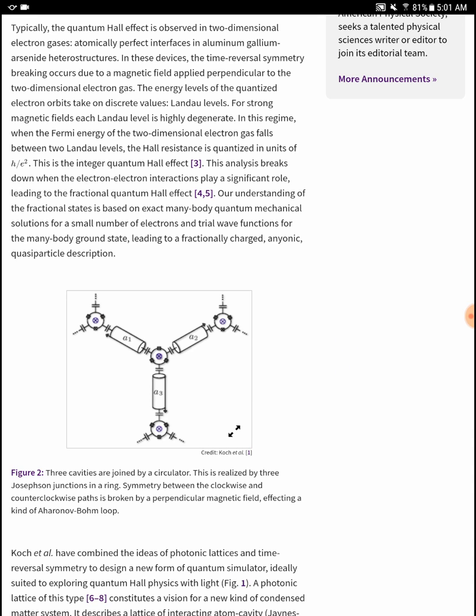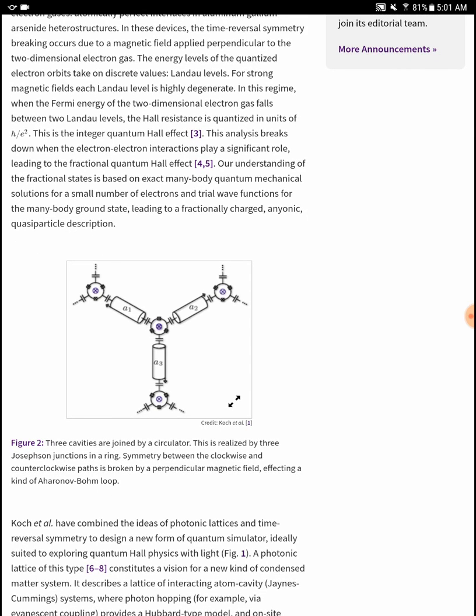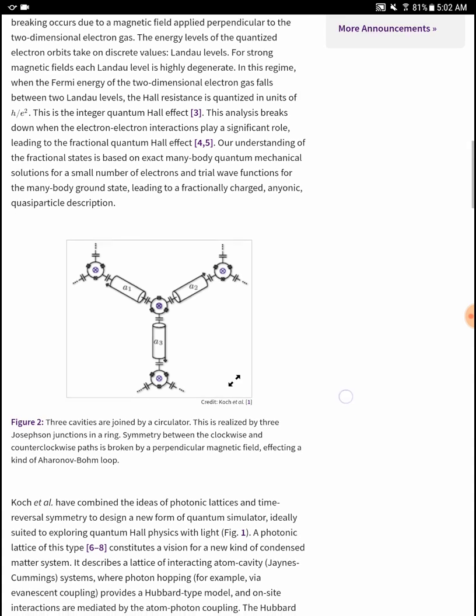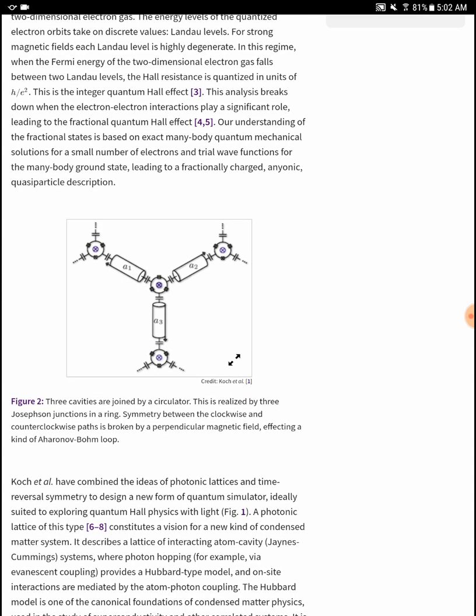In these devices, the time reversal symmetry breaking occurs due to a magnetic field applied perpendicular to the two-dimensional electron gas. The energy levels of the quantized electron orbits take on discrete values, Landau levels. For strong magnetic fields each Landau level is highly degenerate. In this regime, when the Fermi energy of the two-dimensional electron gas falls between two Landau levels, the Hall resistance is quantized in units of h over e squared. This is the integer quantum Hall effect. Reference number 3.